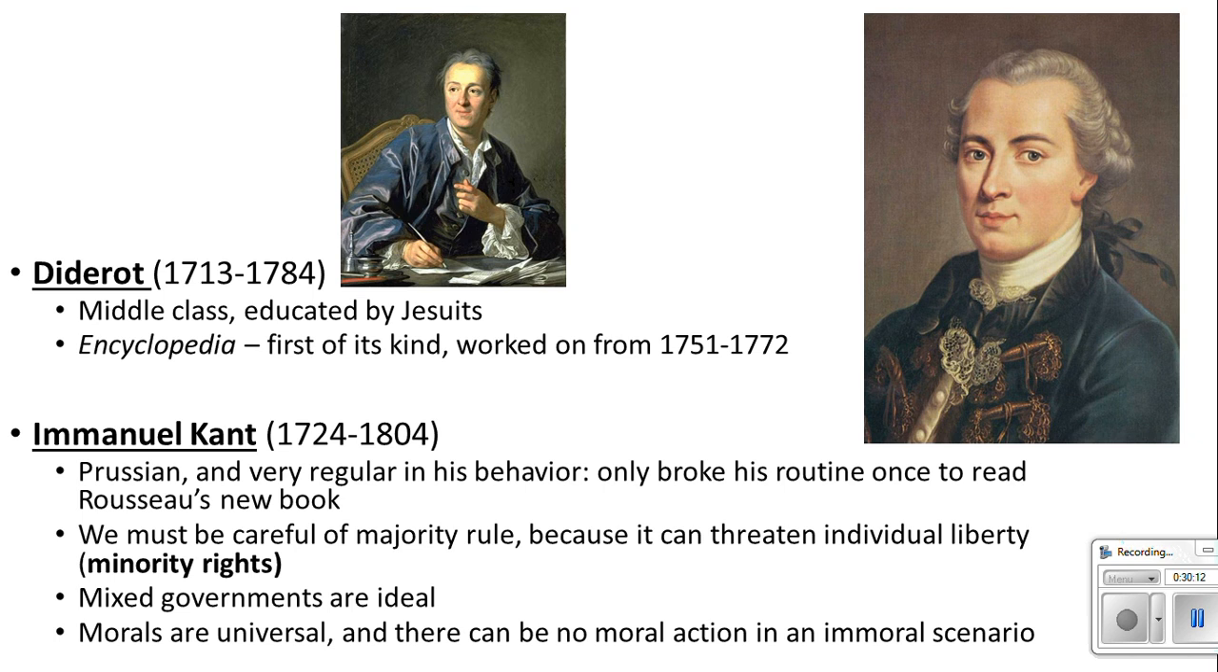And so in this sense, he sort of ensconces this notion of minority rights, that the majority can be just as great a tyrant as a single man can. He also argued that a mixed government would be ideal. Some monarchy, some sort of legislative elected body, that kind of thing, which kind of plays into the notion of checks and balances proposed by Montesquieu. And he also argues that morals are universal and that there can be no moral action in an immoral scenario.